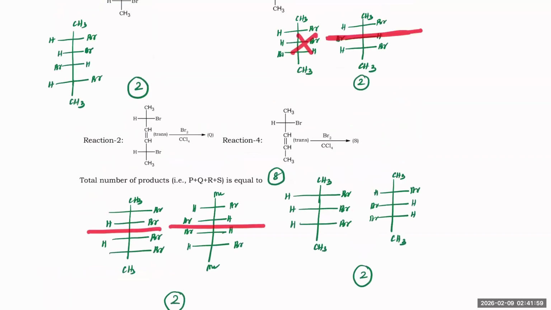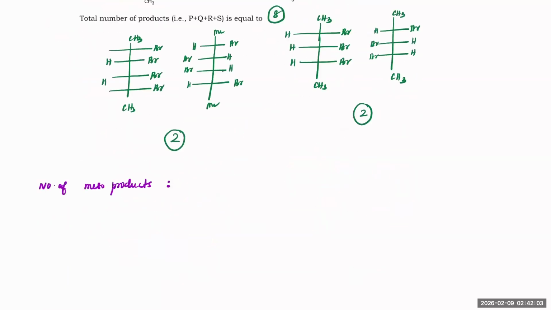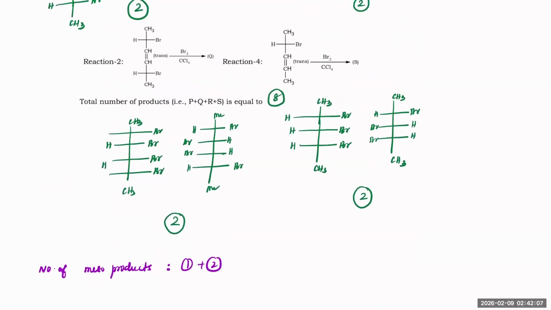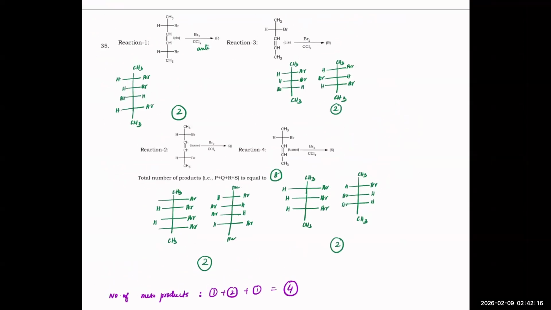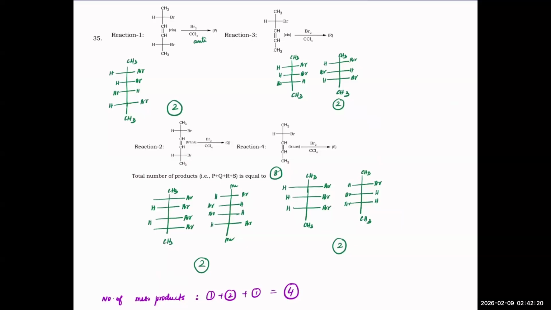So we got two meso and one meso here. Total three. One plus two here, and then last one. Last one you can see this one is meso, this one is not. So again, I'll get one more meso. So total there are four meso forms you can get. I guess this case is clear, everybody.